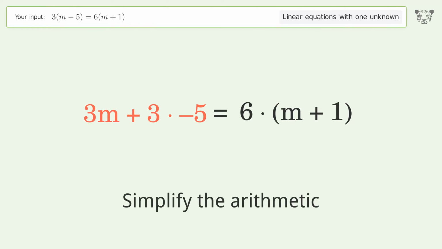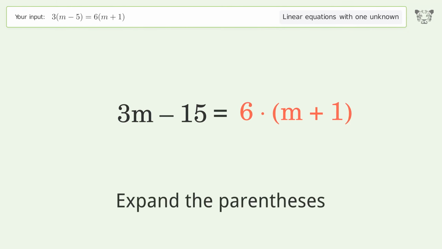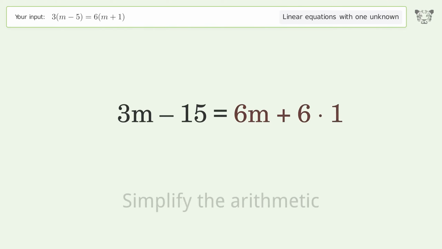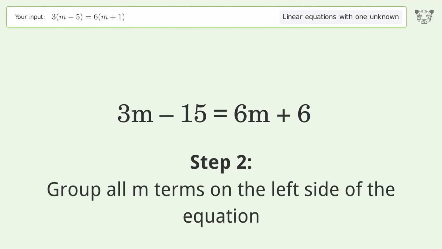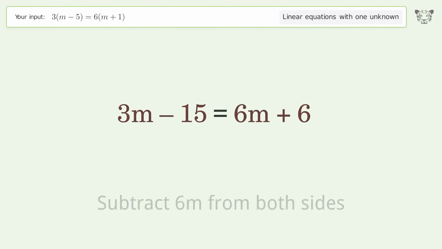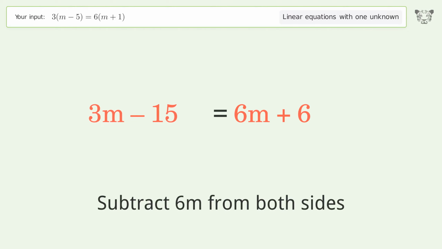Simplify the arithmetic. Expand the parentheses. Simplify the arithmetic. Group all m terms on the left side of the equation. Subtract 6m from both sides.